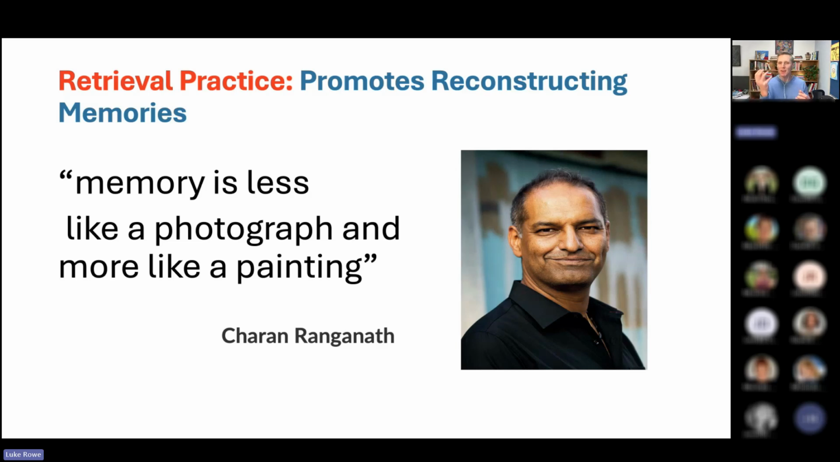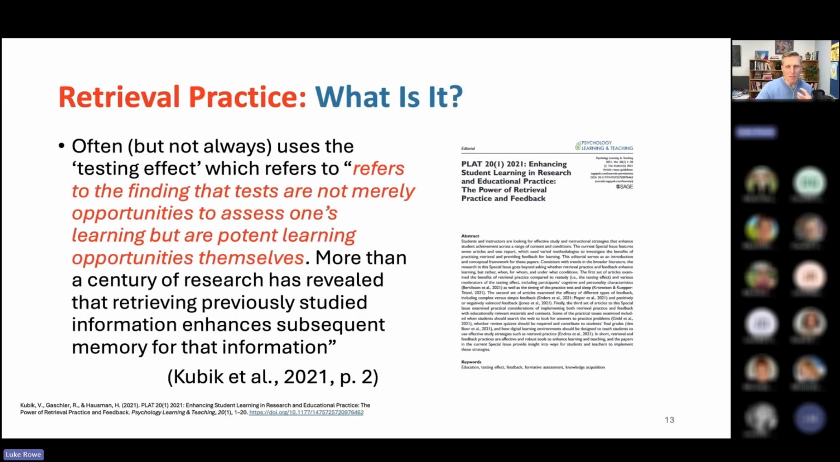So memory isn't a recording. It's more like a combination of the past and the present and your future expectations and your imagination, right? So when we reconstruct the past, we're bringing our imagination into it as well. And that's a really important piece for students to know because they can enrich and extend their learning with that.